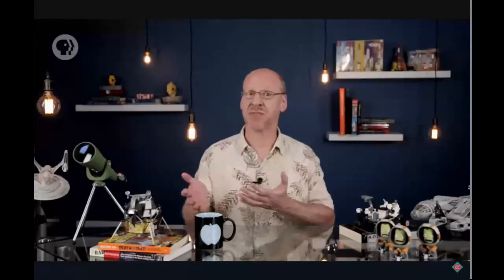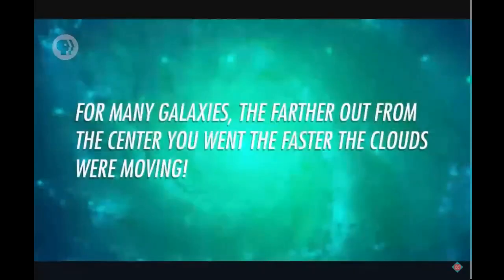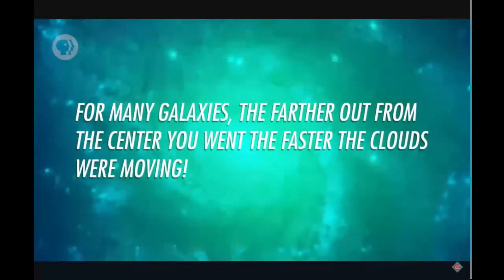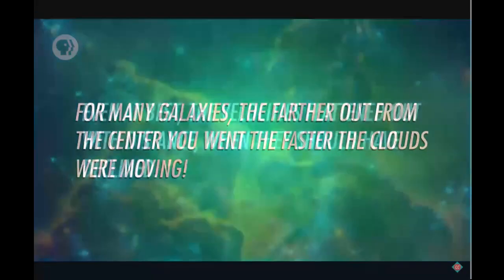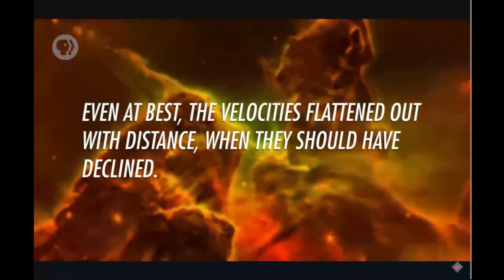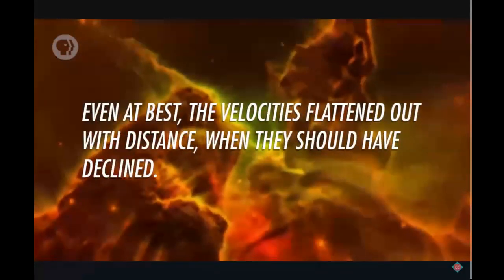Galaxies are so big that you can't physically see the nebulae move, but you can measure their Doppler shift, which gives you their velocity. What Rubin expected to see was that the farther out from the center of the galaxy the gas cloud was, the slower it would be moving, just like more distant planets from the sun move more slowly in their orbits. What she got, though, was the opposite. For many galaxies, the farther out from the center you went, the faster the clouds were moving. Even at best, the velocities flattened out with distance when they should have declined. That meant the gravity of the galaxies was constant throughout the disk, not dropping from the center as you'd expect.